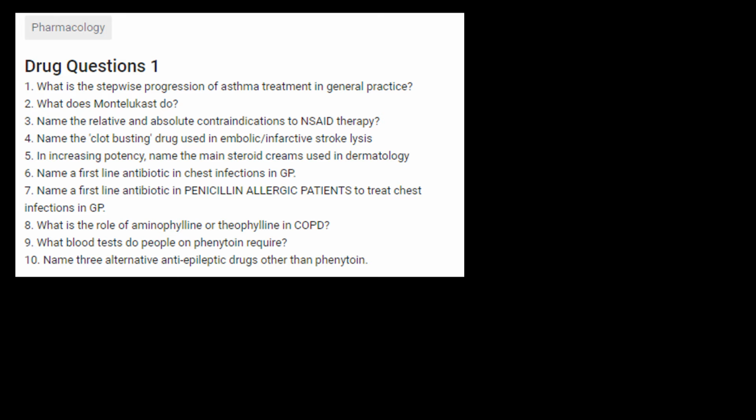Just as a bit of information, the Mont in Montelukast stands for Montreal, which is the place where Merck developed the drug.